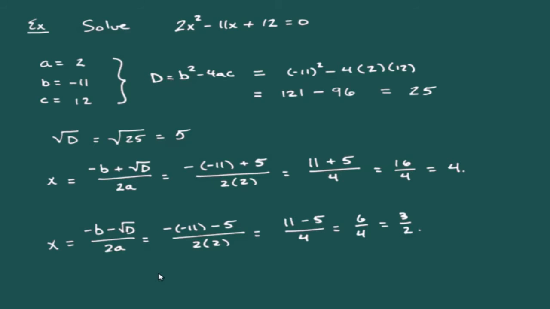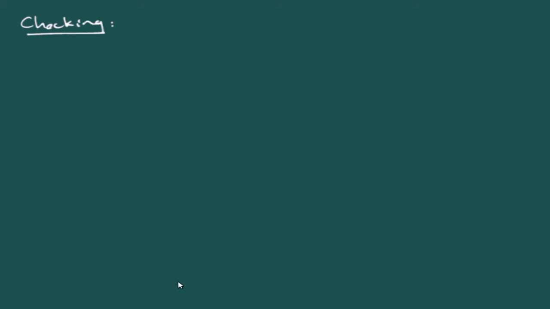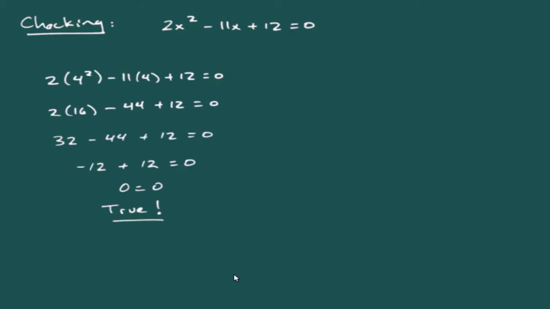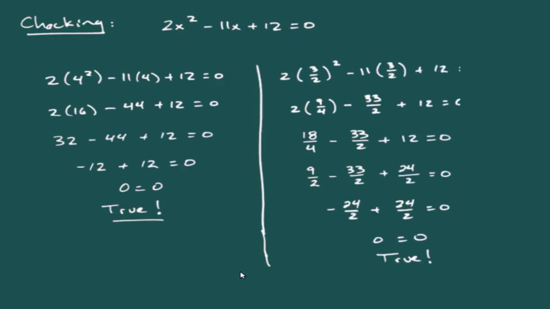Now to confirm that those roots really are solutions to the equation, we can take them and plug them into our original equation. If we wanted to check 2x squared minus 11x plus 12 is equal to 0, we just replace x with 4. So on one side we'd have 2 times 4 squared minus 11 times 4 plus 12.